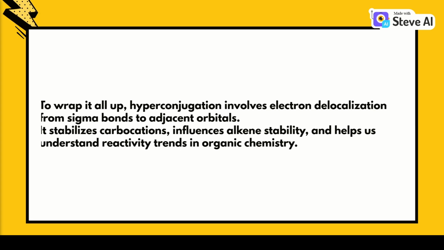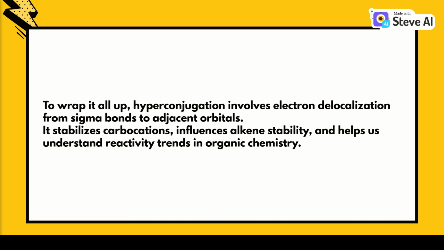To wrap it all up, hyperconjugation involves electron delocalization from sigma bonds to adjacent orbitals. It stabilizes carbocations, influences alkene stability, and helps us understand reactivity trends in organic chemistry.